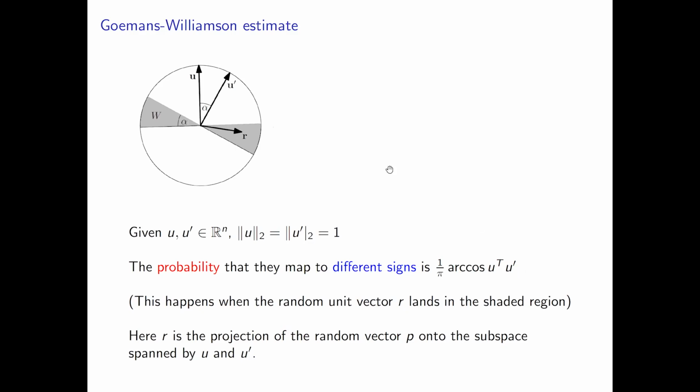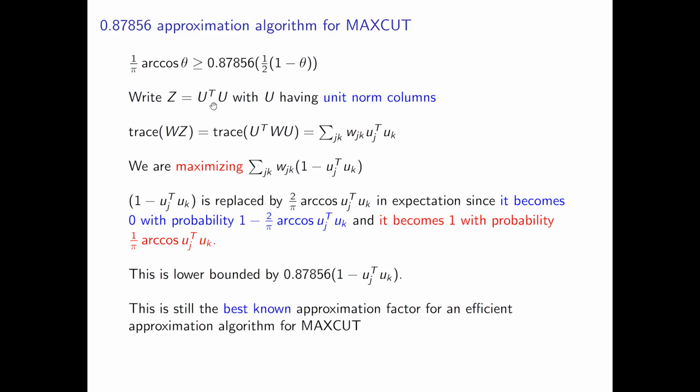So you're just picking this vector at random. In this picture, R is the projection of this randomly picked vector onto the two-dimensional subspace spanned by U and U prime. So when you go through this calculation and you find a lower bound for the arc cosine in terms of a linear expression in the angle, then you can conclude that you get a lower bound which is this coefficient times what you would hope to get in the original problem, and this gives you an approximation factor which is still the best approximation factor for max cut.